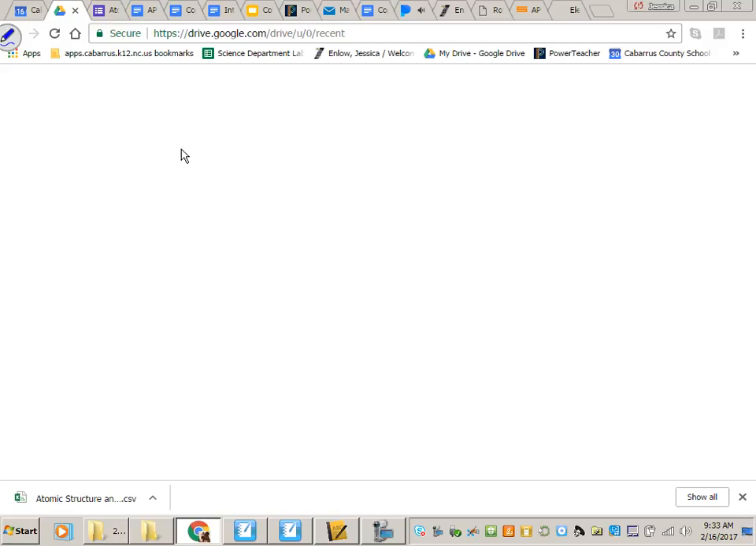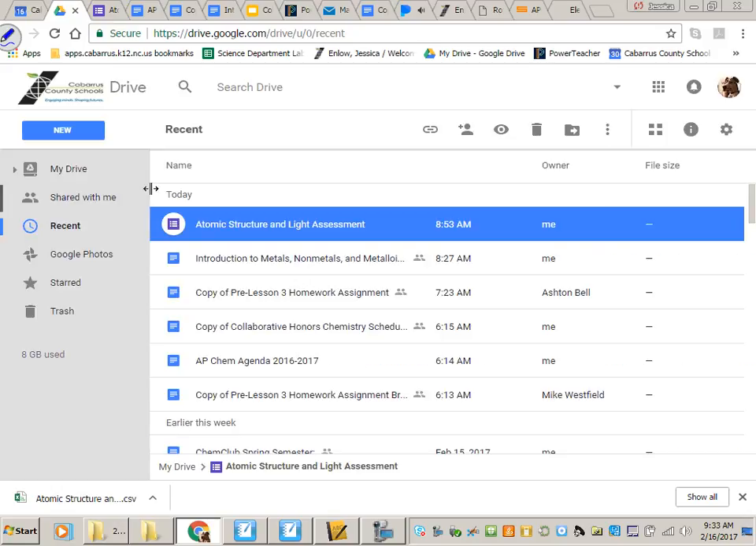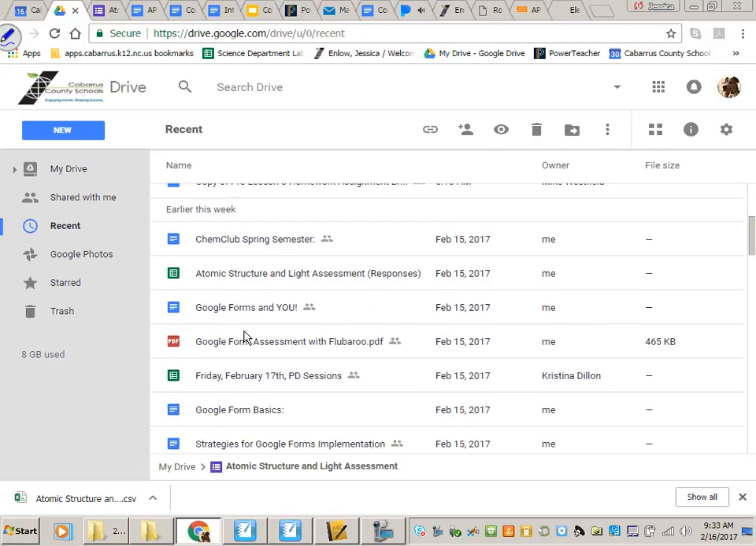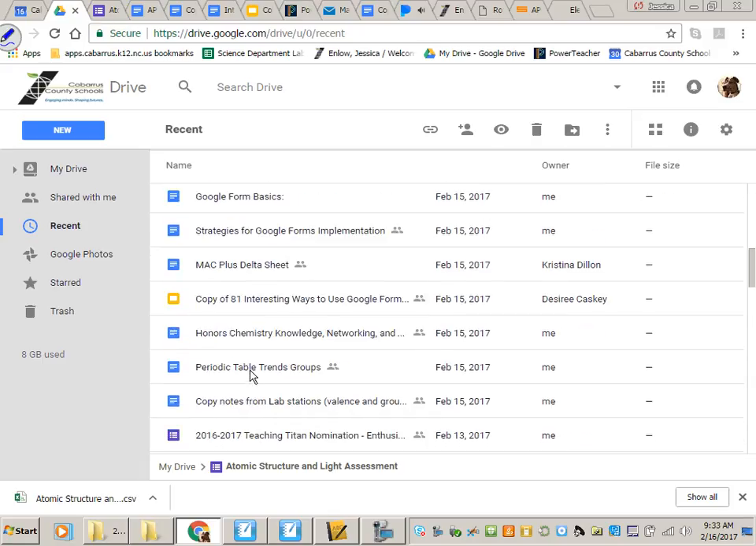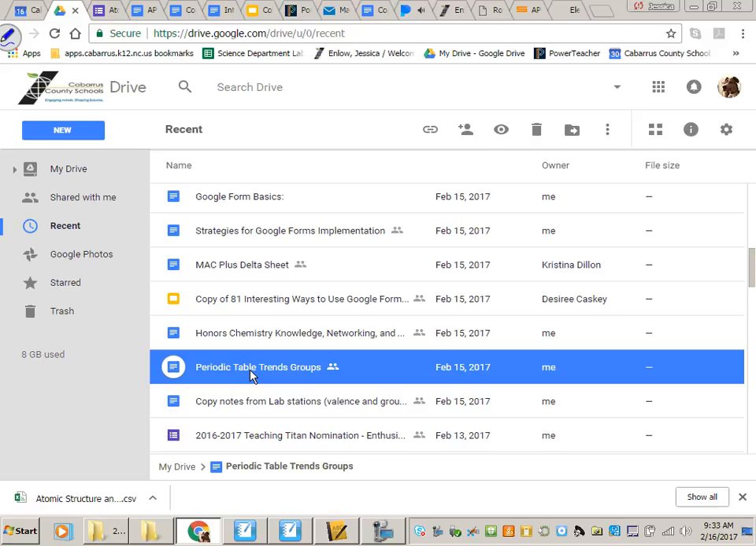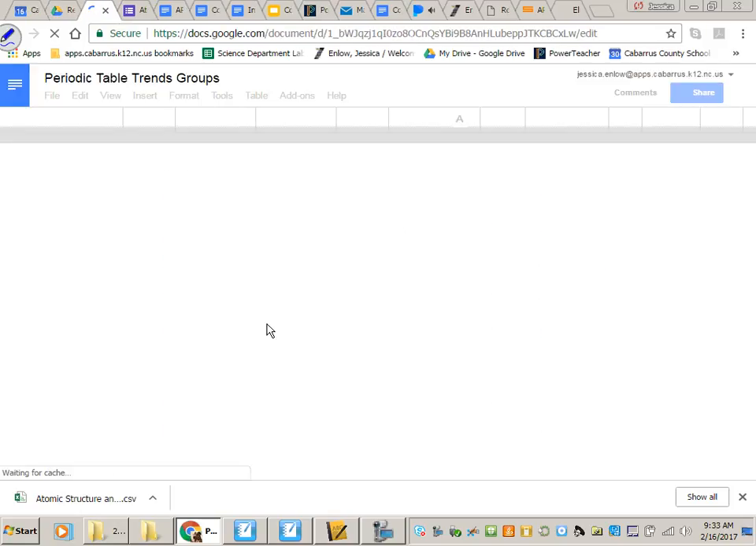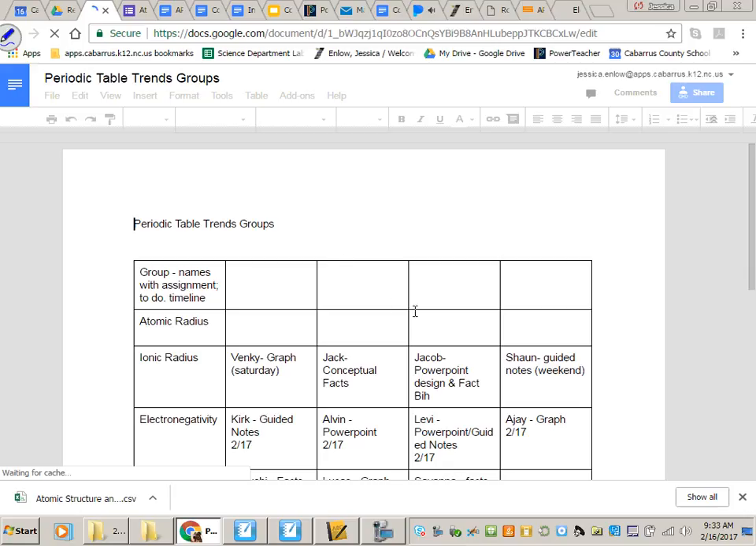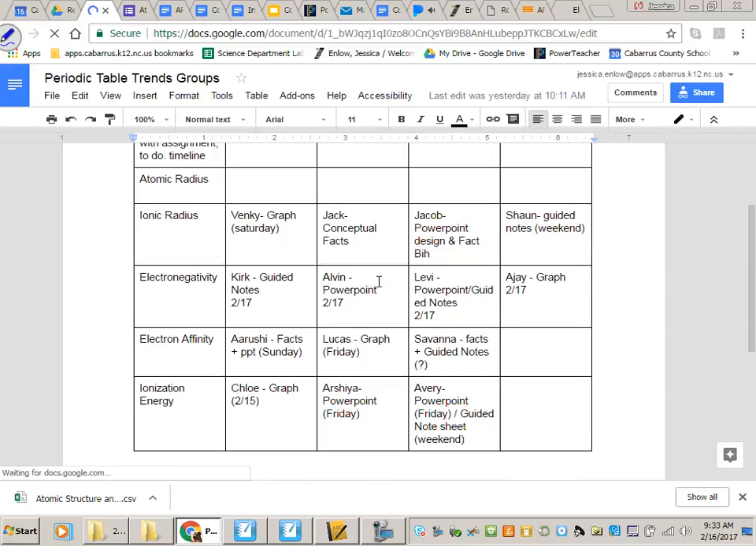Hold on, I got you, because I have the actual document. So I made this yesterday. Periodic table trends groups. Here you go, Savannah. So, where are you at? There it is. Guided notes, question mark, facts. So, I can't make the guided notes if there's no PowerPoint. True that. Oh wait, it's a route sheet.